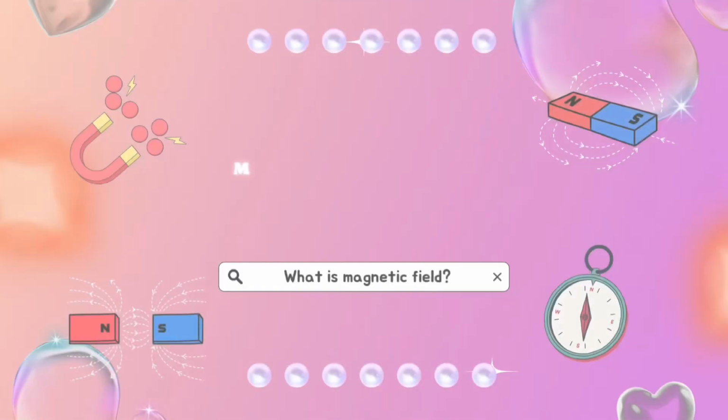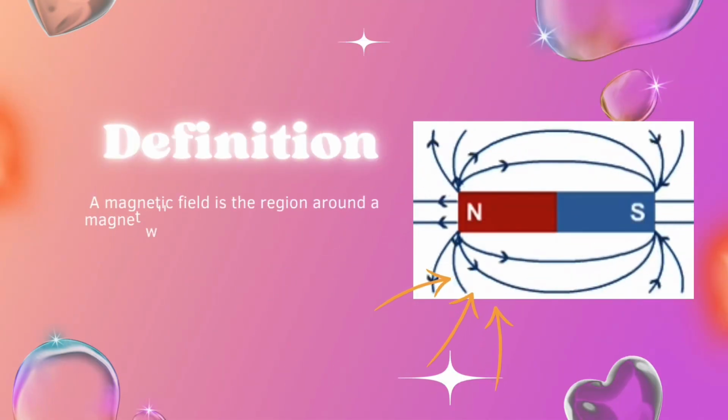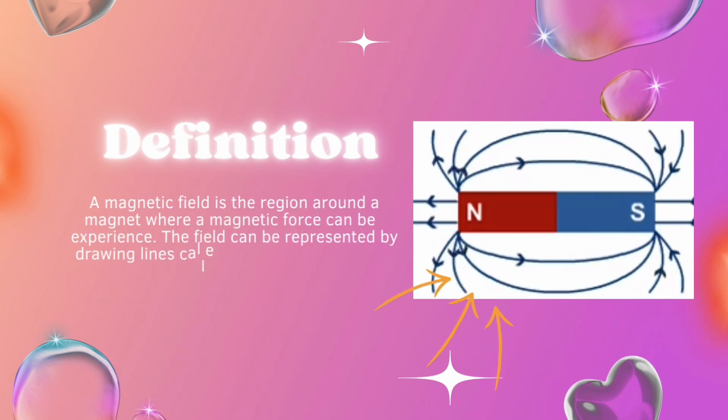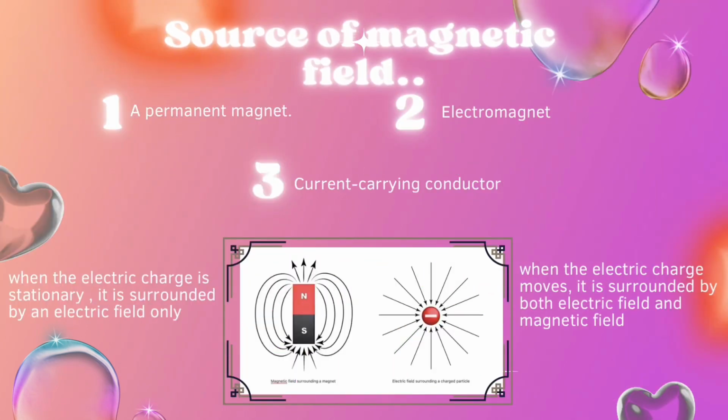Magnetism is about... What is a magnetic field? A magnetic field is the region around a magnet where a magnetic force can be experienced. The field can be represented by drawing lines called magnetic field lines or magnetic flux. What is the source of a magnetic field? First, a permanent magnet. Second, an electromagnet. Third, a current carrying conductor. When the electric charge is stationary, it is surrounded by an electric field only. When the electric charge moves, it is surrounded by both an electric field and a magnetic field.